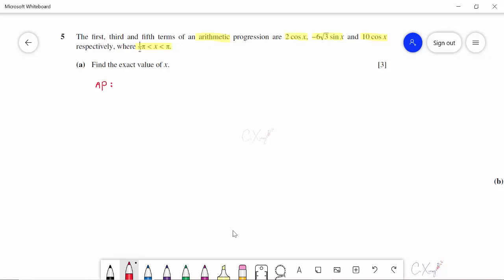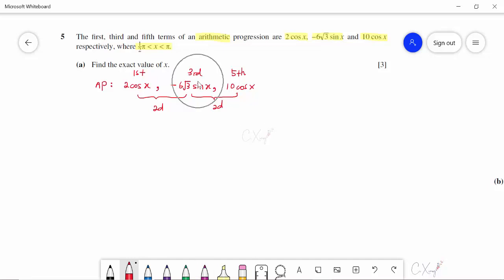Okay, so for this arithmetic progression that they give us, we have 3 terms here, which are 2 cos x, negative 6 square root 3 sin x, and also 10 cos x. But please take note that this is the first term, this is the third term, and this is the fifth term. So that means from the first to the third term, the common difference is actually 2d, and from the third to the fifth term is also 2d. So you can see that if I take the third term minus the first, the answer will equal the fifth term minus the third, because their difference, or their common difference, is the same, which is 2d.